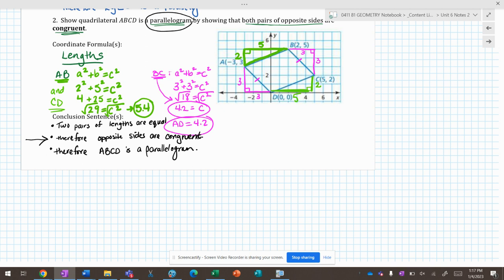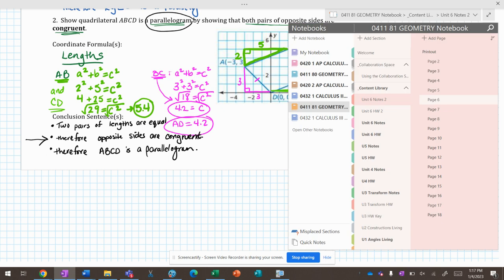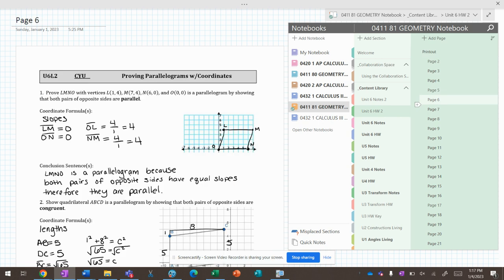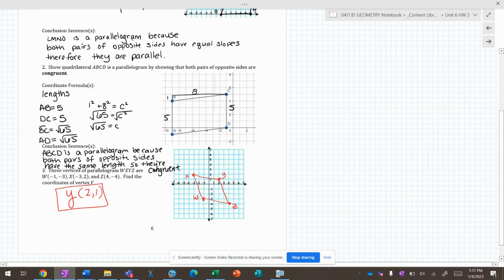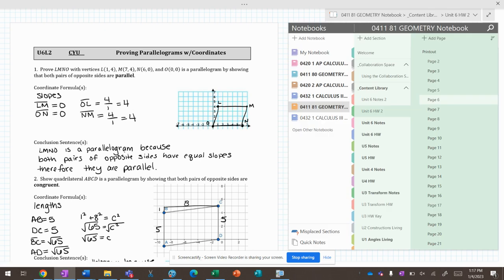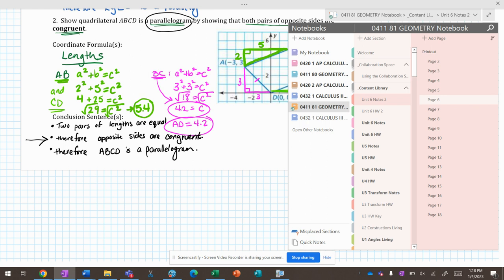Okay. Now, I want you to keep this open and work on your homework. I believe it's also on page 6, and you're just doing the homework on page 6, question 1 and question 2. They are exactly the same as what we just did, but with different numbers. Okay, nearly identical, just different numbers.